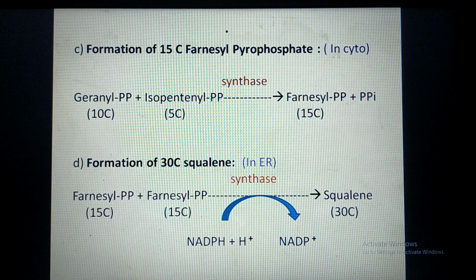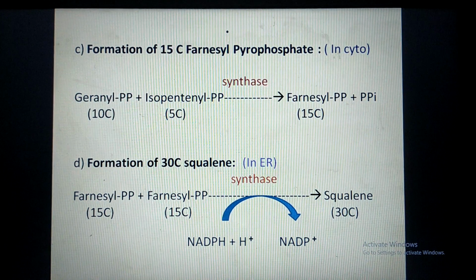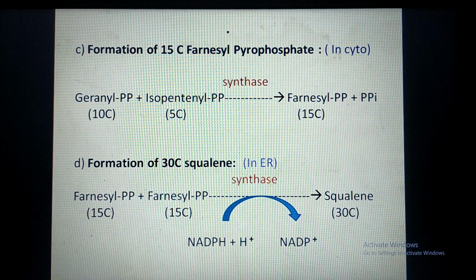In the third condensation, 10 carbon geranyl pyrophosphate condenses with 5 carbon isopentenyl pyrophosphate to form farnesyl pyrophosphate. The enzyme is farnesyl pyrophosphate synthase. Now 15 carbon farnesyl pyrophosphate is formed in the cytoplasm. Up to this step, the cholesterol biosynthesis pathway occurs in the cytoplasm.